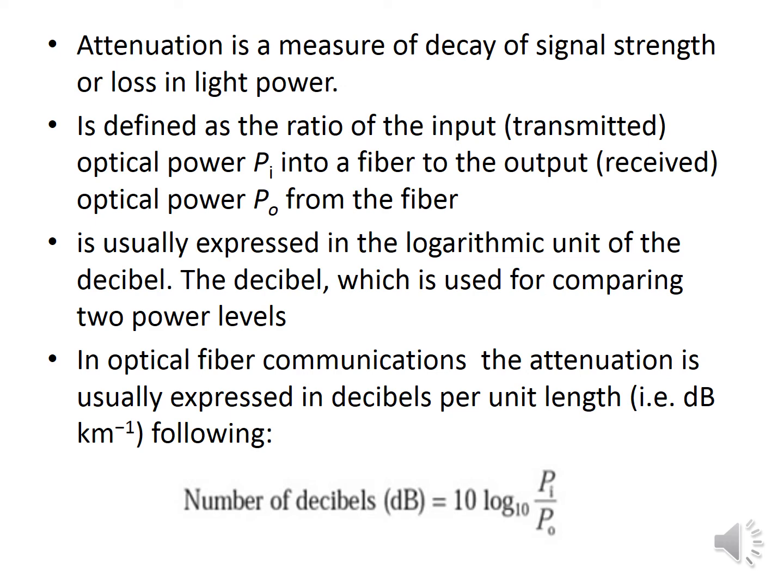The decibel, which is used for comparing two power levels, may be defined for a particular optical wavelength as the ratio of the input transmitted optical power Pi into the fiber to the output received optical power Po of the fiber. So the standard formula for expressing the total power loss in an optical fiber is alpha dB equals 10 log to the base 10 of Pi divided by Po. In optical fiber communication, the attenuation is usually expressed in decibels per unit length, that is dB per kilometer.